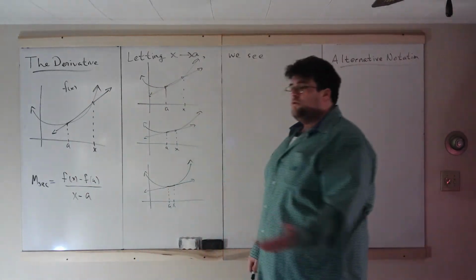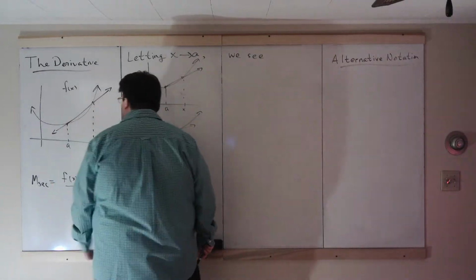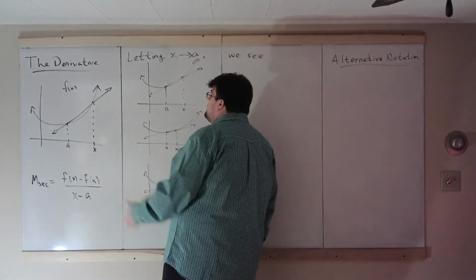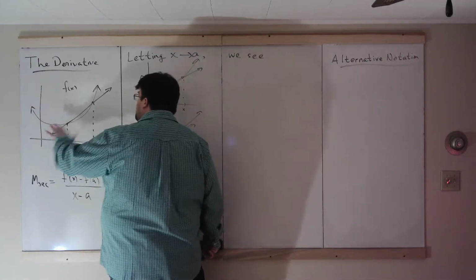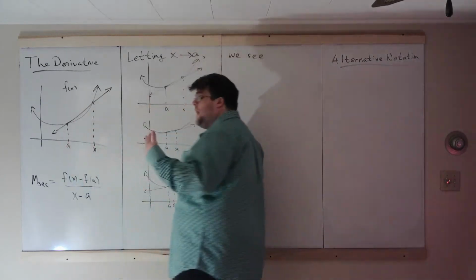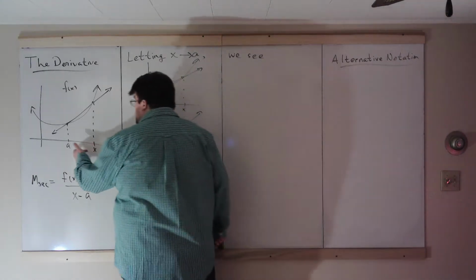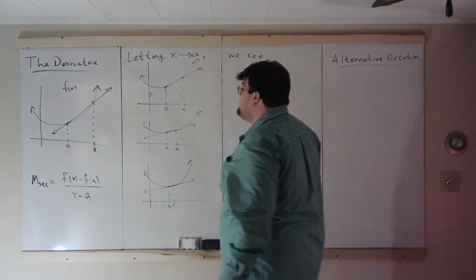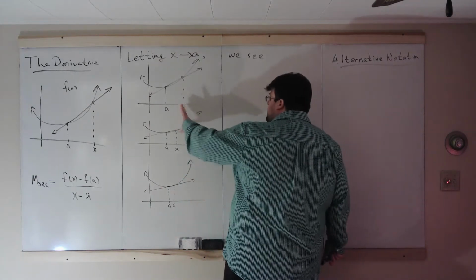And what we're going to do is fix this point A being there, and we're going to let this x value be variable. And what we're going to do is see what happens to this secant line as this x value approaches A. Because we can describe x approaching A with a limit. So what happens as x approaches A? Well, let's put x a little closer to A.